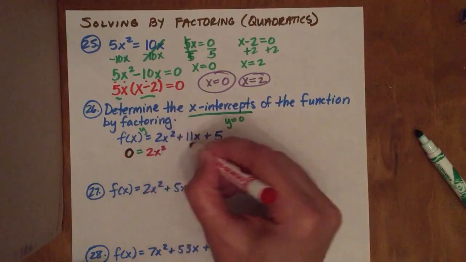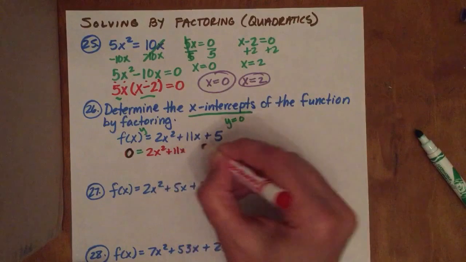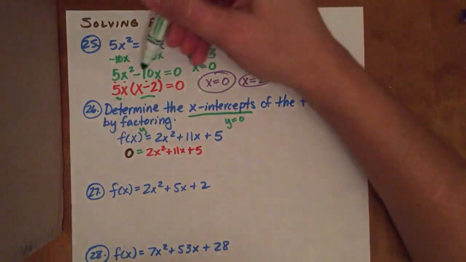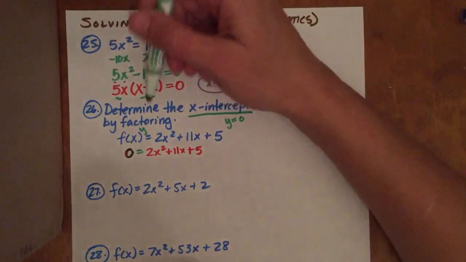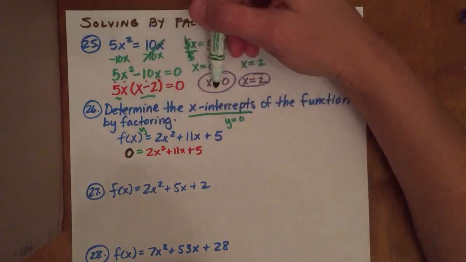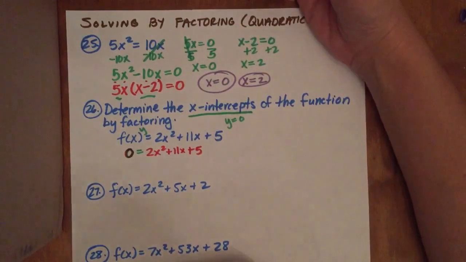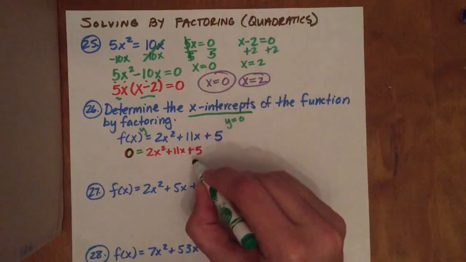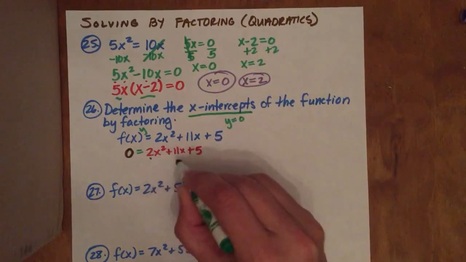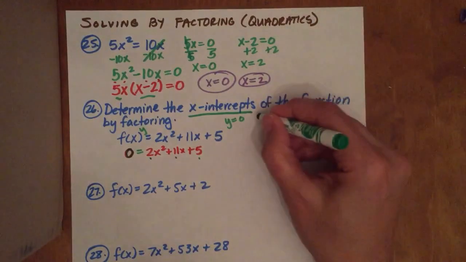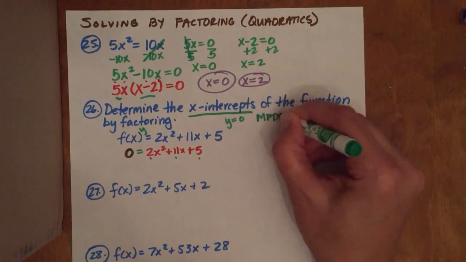So I have 2x squared plus 11x plus 5. Now, I'm going to need to factor this out so I can solve it the same method as I do here. This is in standard form, and solving it for the intercepts means I have to put it in intercept form. Okay? First of all, do I have a GCF between 2, 11, and 5? No, I do not. So that means I'm going to move on and use MF-DARM.